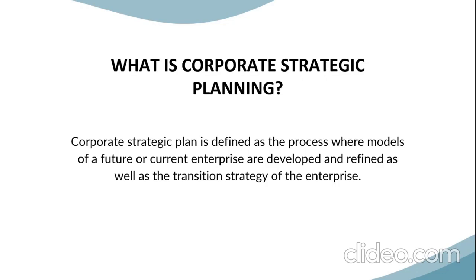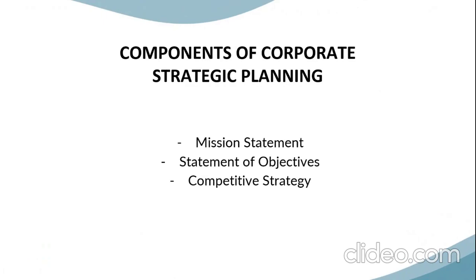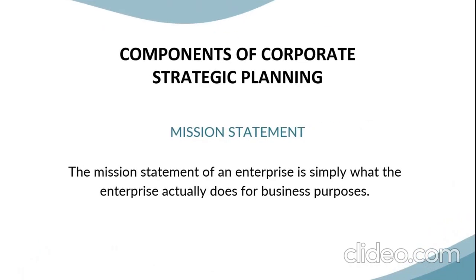Corporate strategic planning has three components. These are the mission statement, statement of objectives, and the competitive strategy. The first component is the mission statement. The mission statement of an enterprise is what the enterprise actually does for business purposes.